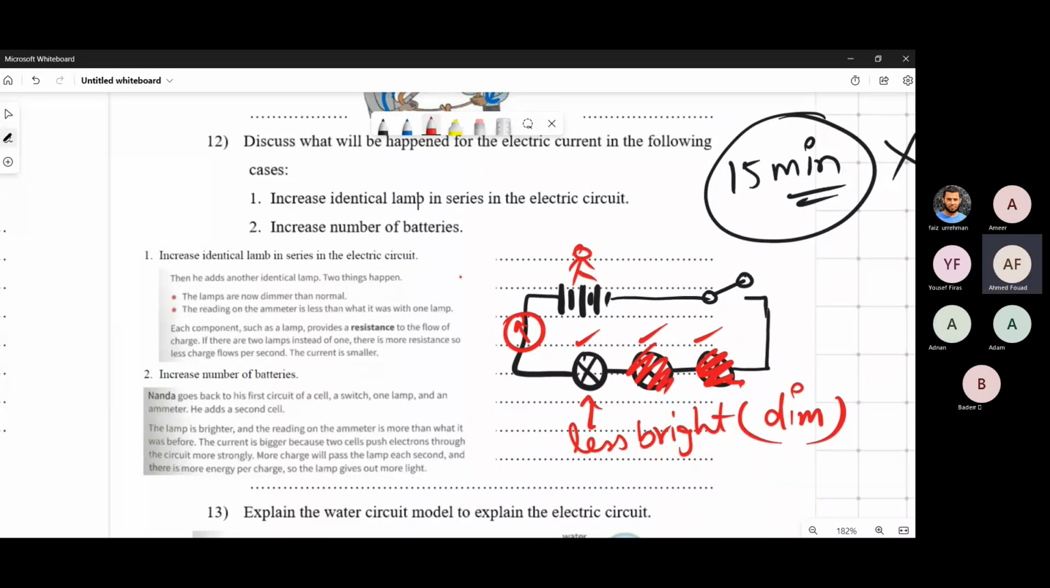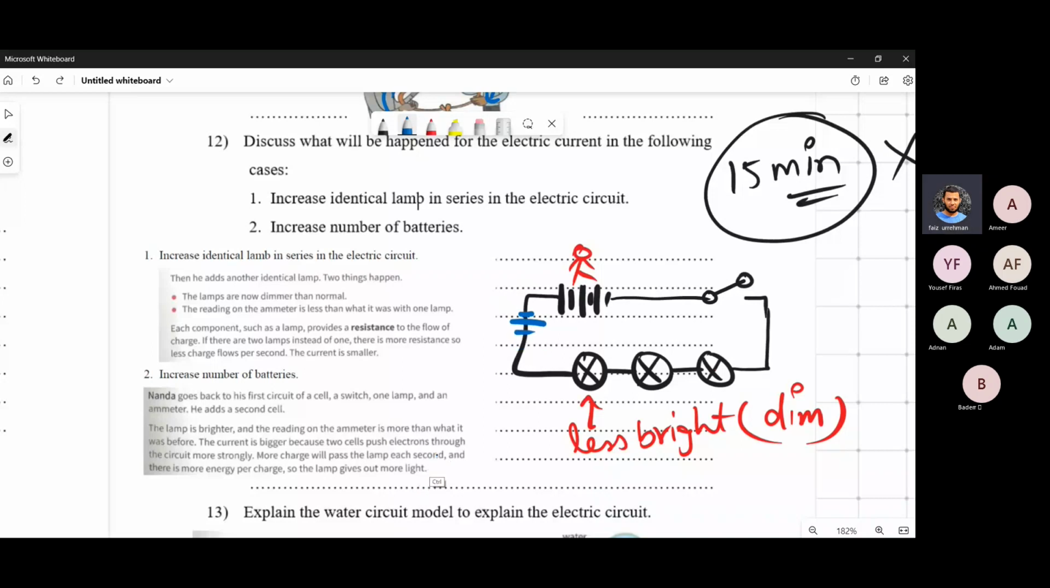Okay. And then next, increase the number of batteries. Now, if you increase the number of batteries, definitely the lamp brightness will increase. And what will happen to the ammeter, Adnan? If you increase the batteries, the ammeter will increase in value or decrease in value? Increase, because you are increasing the battery. If this is one battery, I include one battery here.